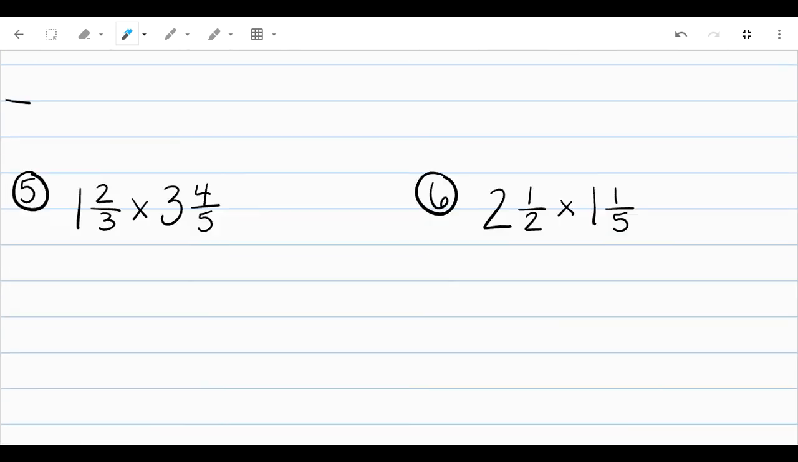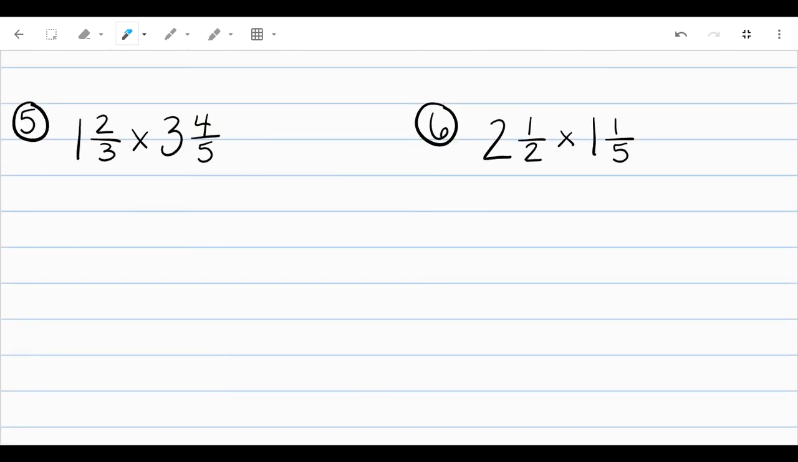All right, and now let's look at a couple examples of mixed numbers multiplied by a mixed number. In number 5, we have 1 2/3 times 3 4/5. Now, when I'm multiplying mixed numbers, I want to change my mixed number into an improper fraction. So remember that from 4th grade. And to do that, I like to do the C.